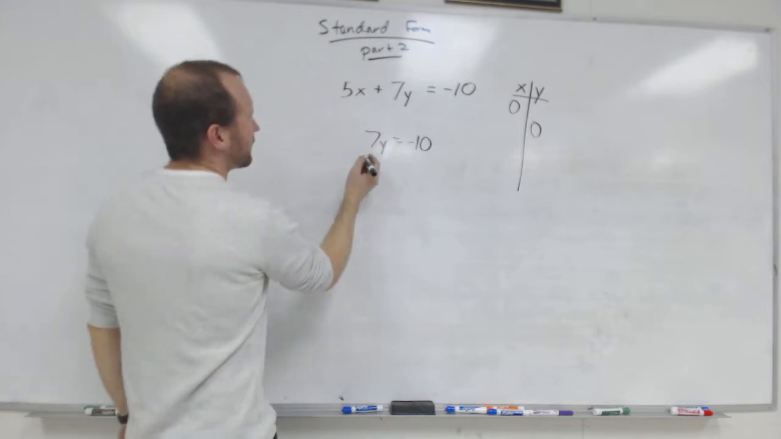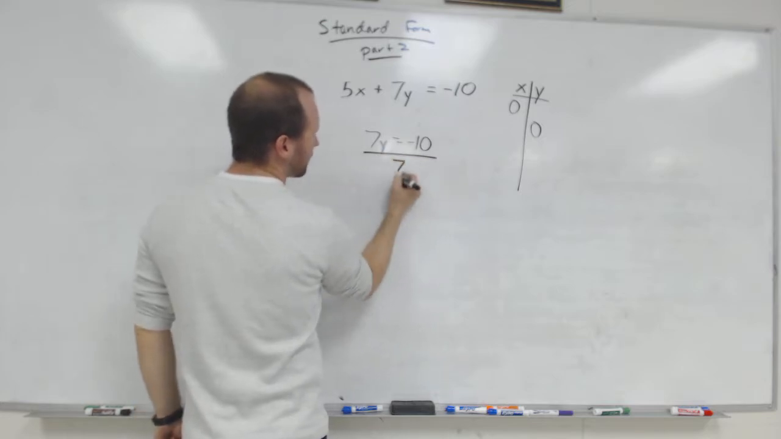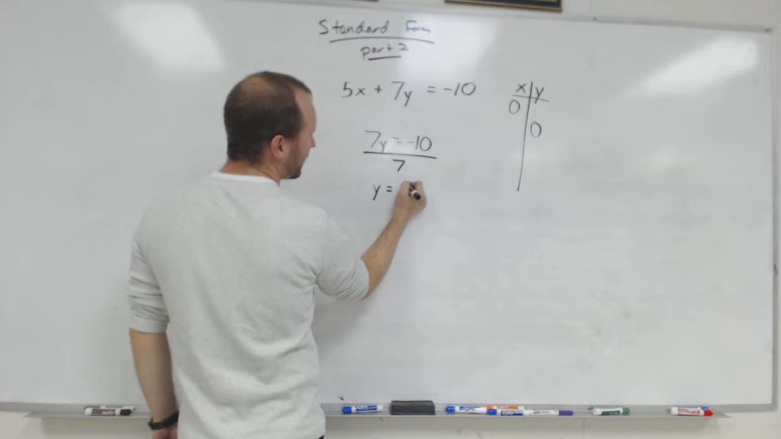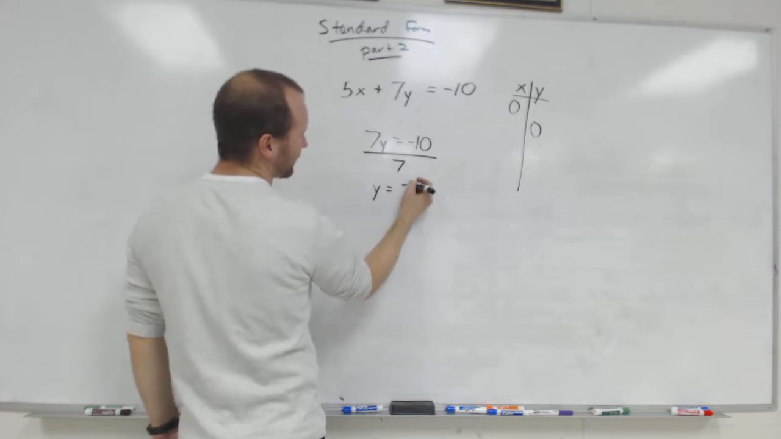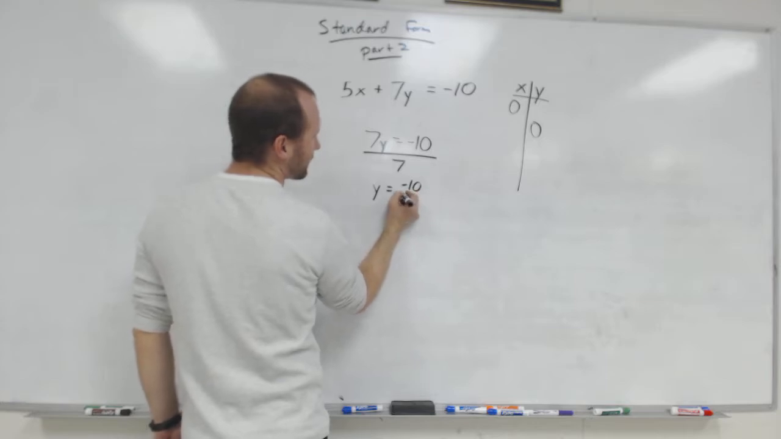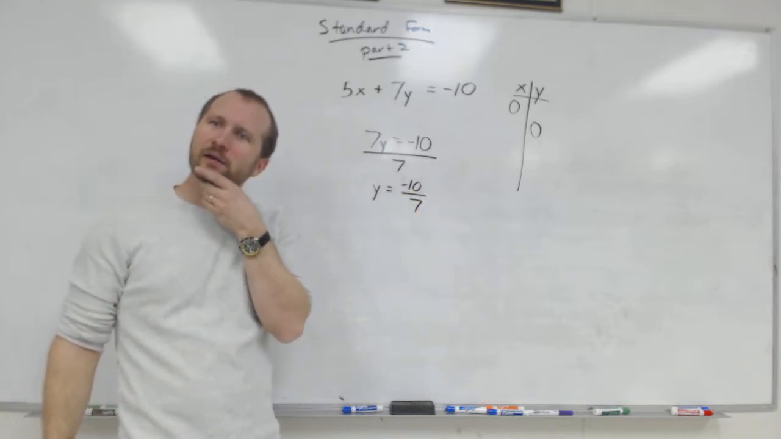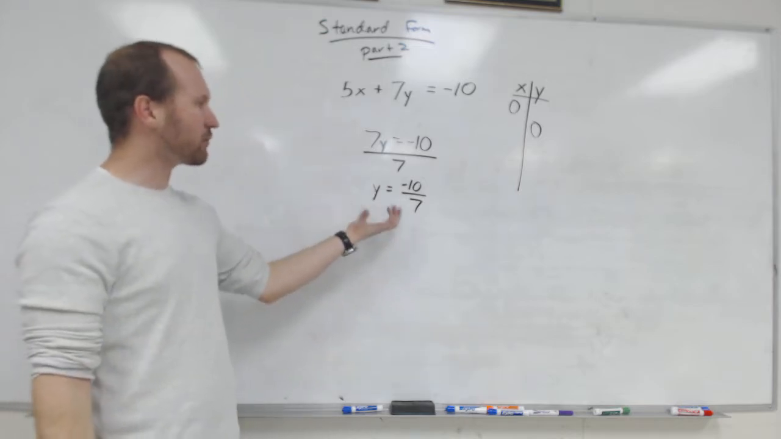Well, here I have to divide by 7, right? So y would be equal to not negative 10 minus 7, but negative 10 divided by 7. So how are we going to graph this?